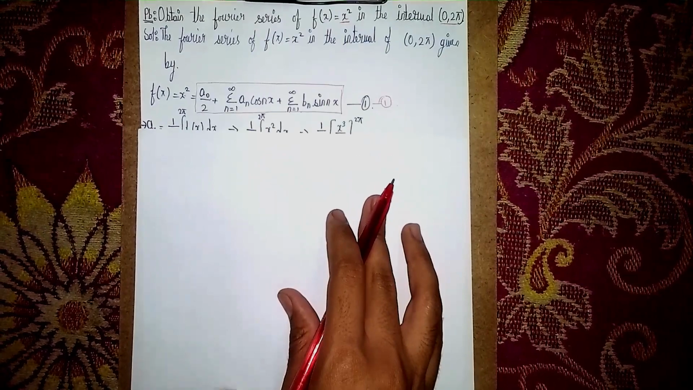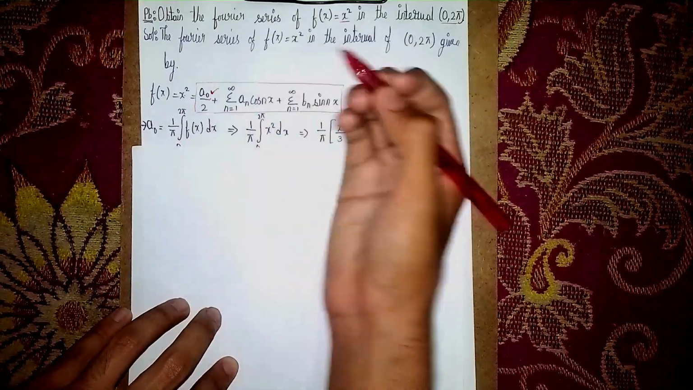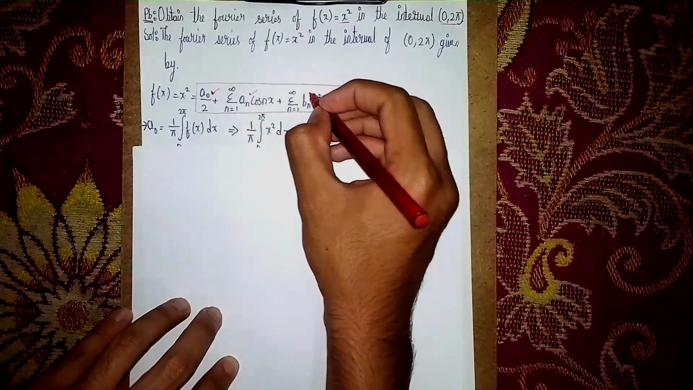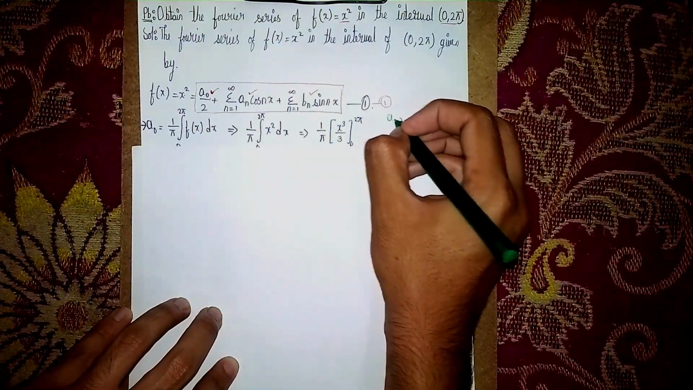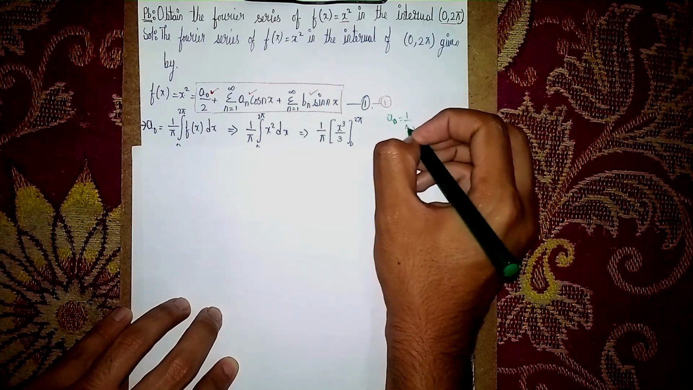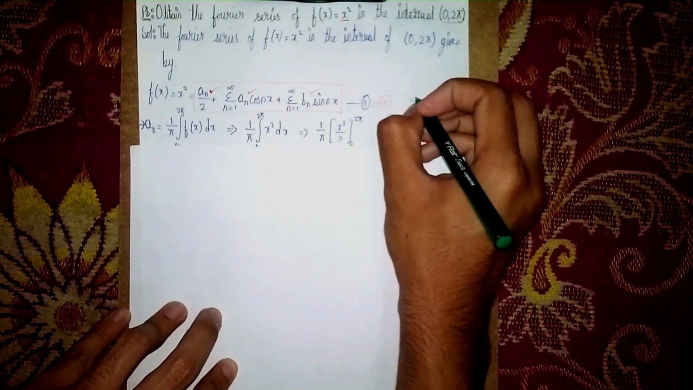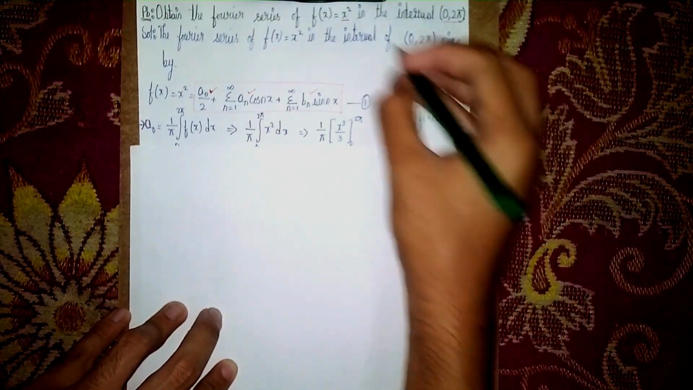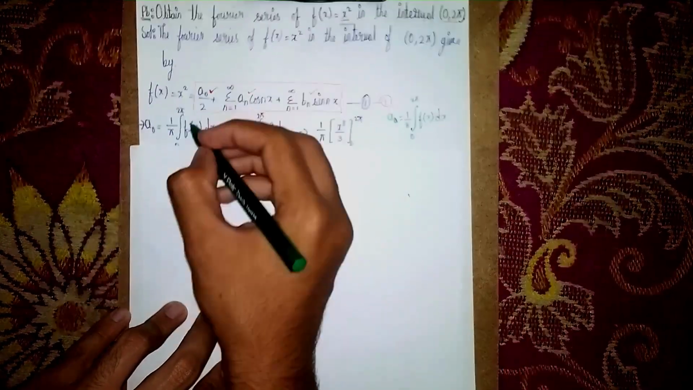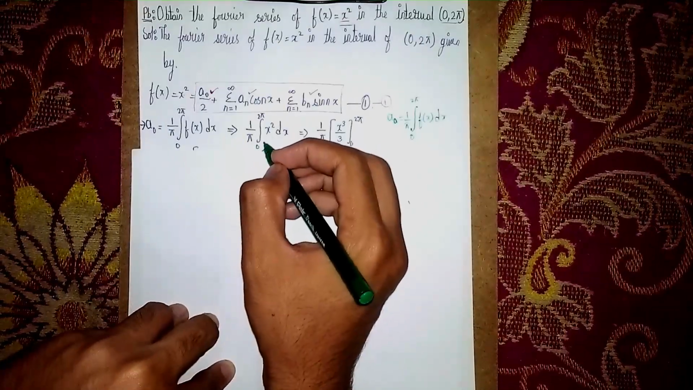Then afterwards, we have to find first a naught, an and bn. So first, the a naught formula, I'm writing here: a naught is equal to 1 by pi integrate, the limit is 0 to 2 pi, f of x into dx. Now what is f of x? f of x is x square. So write this formula, then substitute here: 1 by pi integrate 0 to 2 pi x square into dx.